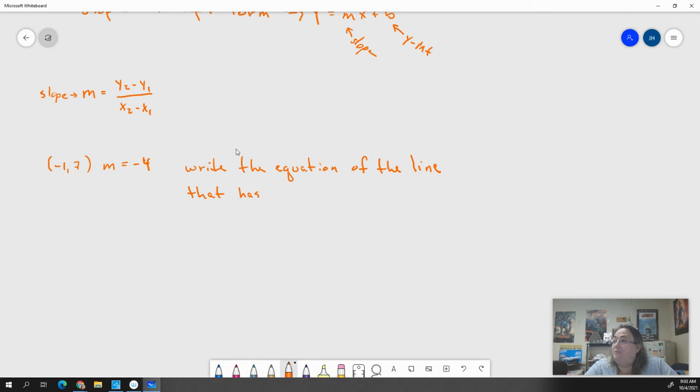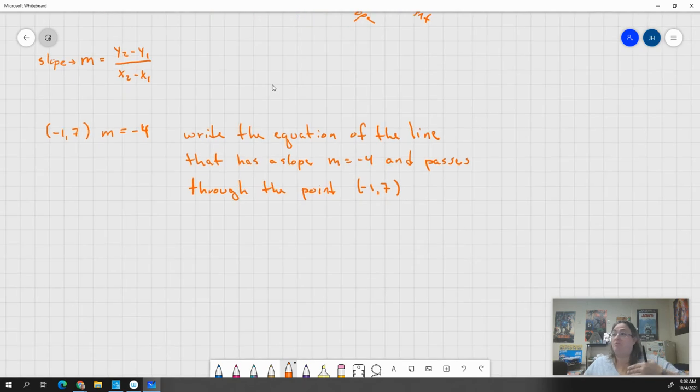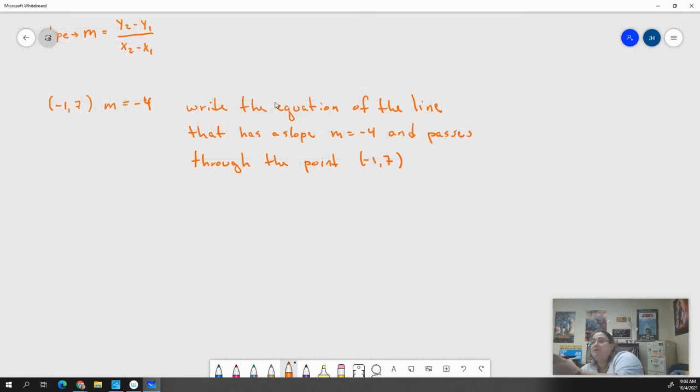That has a slope, right? M equals -4 and passes through the point of -1, 7. Now that's the question that you're going to be asked, right? That's what they're going to be asking you to do. Write the equation of a line that has a slope of -4 and passes through the point of -1, 7.